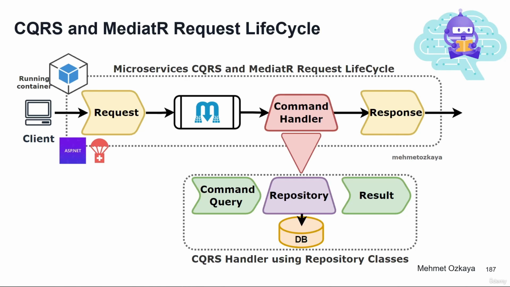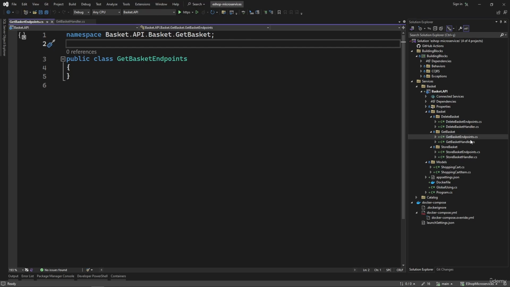In this video, we are going to develop GetBasket endpoint with minimal APIs and Carter. We will start with developing request and response record type. Please open the Visual Studio and go to the GetBasket endpoint.